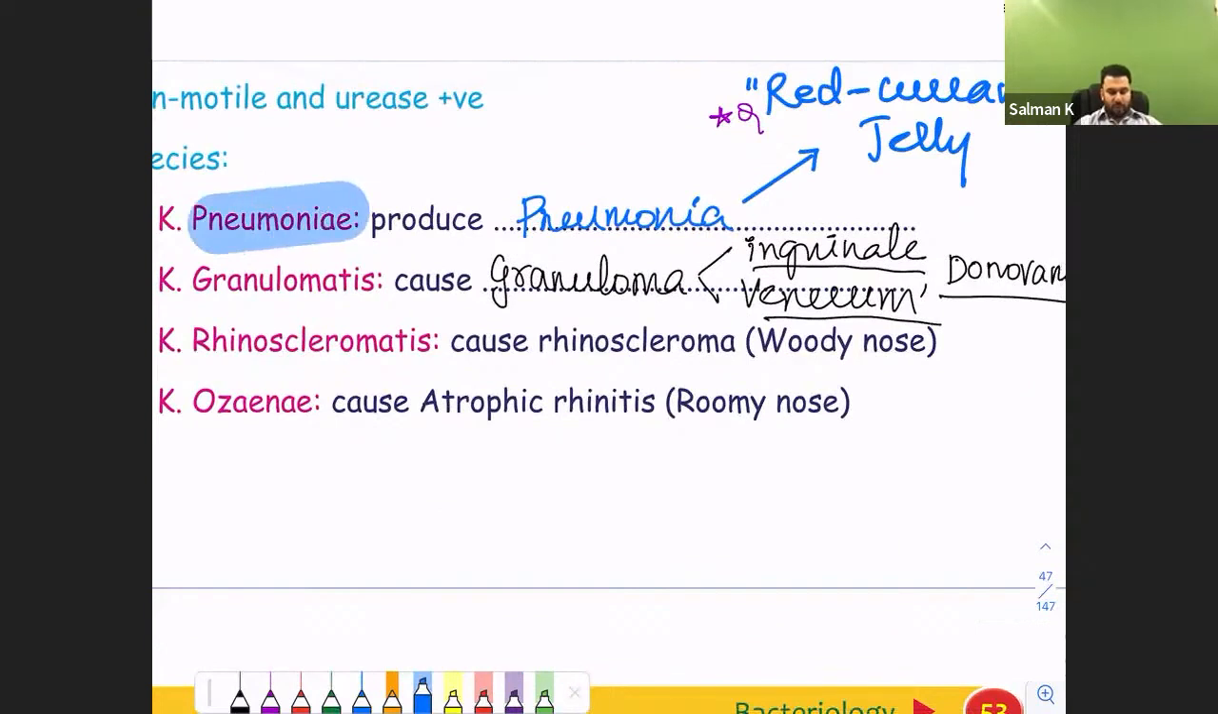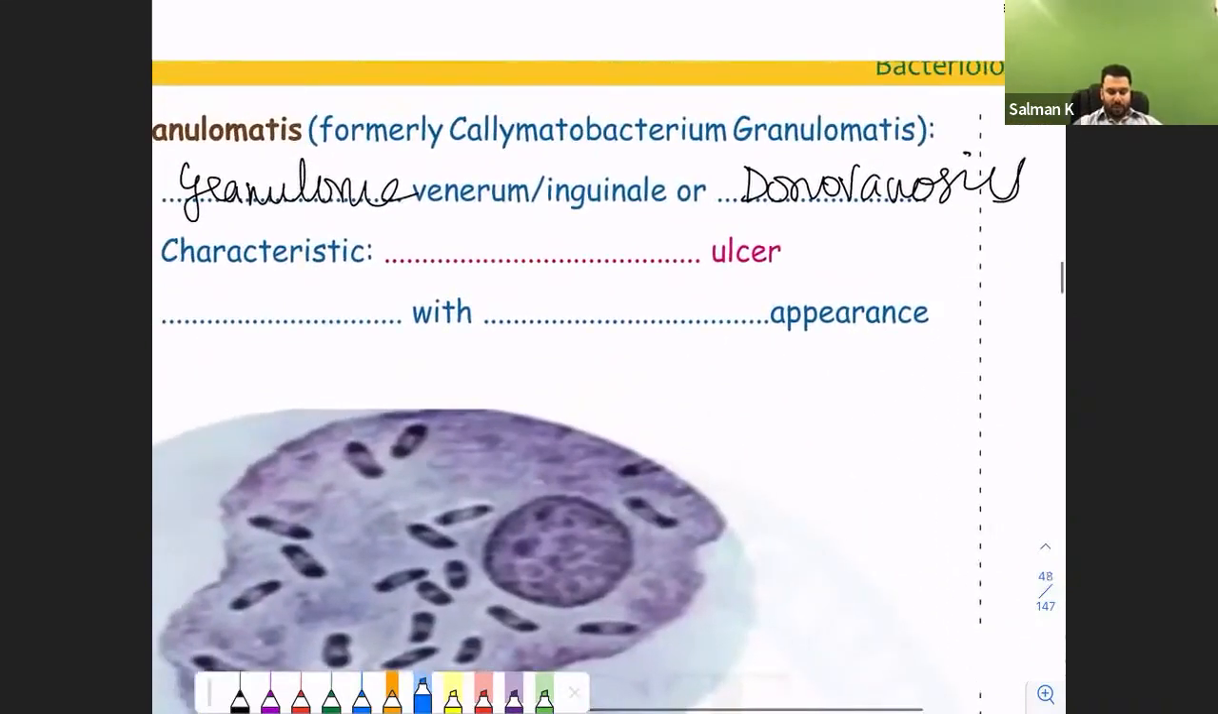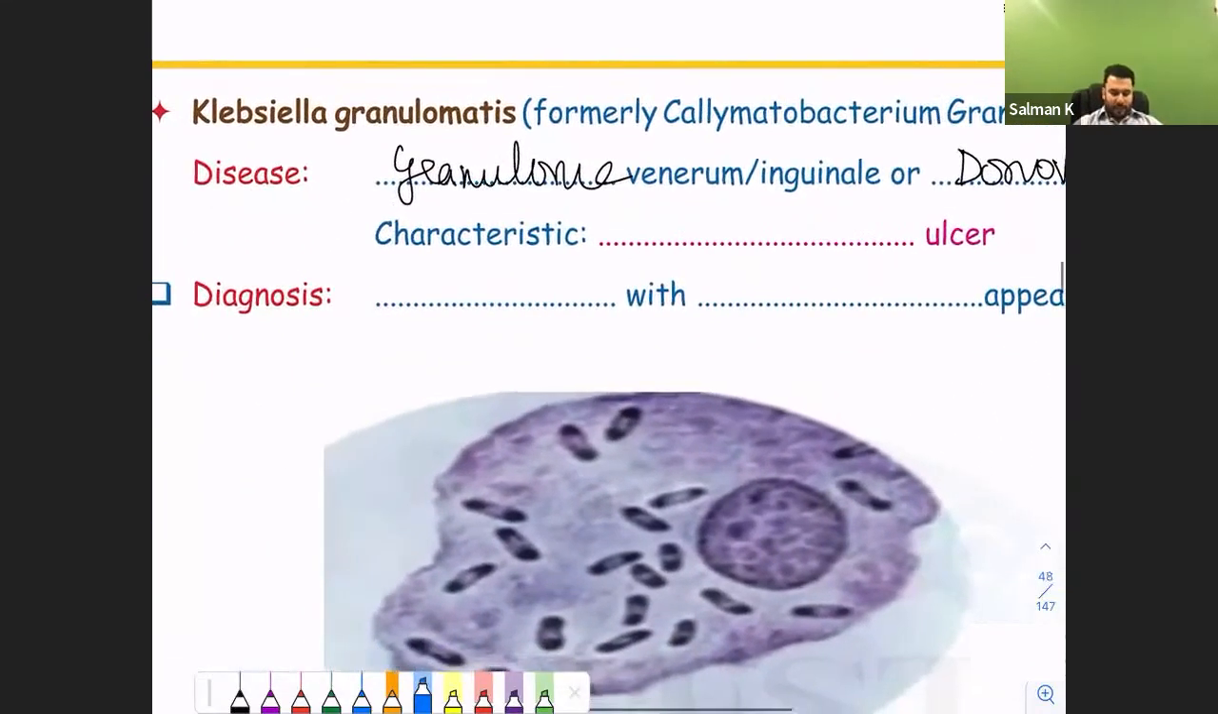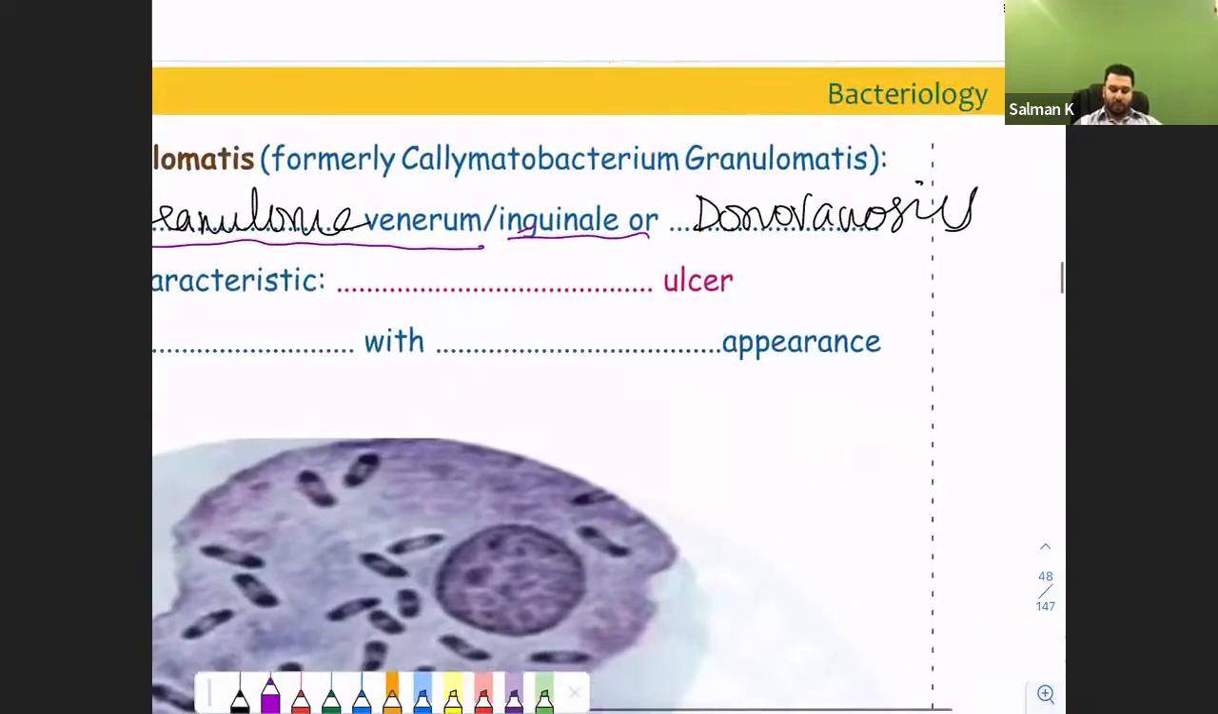Klebsiella pneumoniae causes pneumonia with special sputum, red currant jelly sputum. And coming to this organism, Klebsiella granulomatis, this is going to cause granuloma inguinale or venerum. The more important name of the disease is donovanosis. I have emphasized this before and I'll tell you this once again: donovanosis has no relation to Leishmania donovani whatsoever.